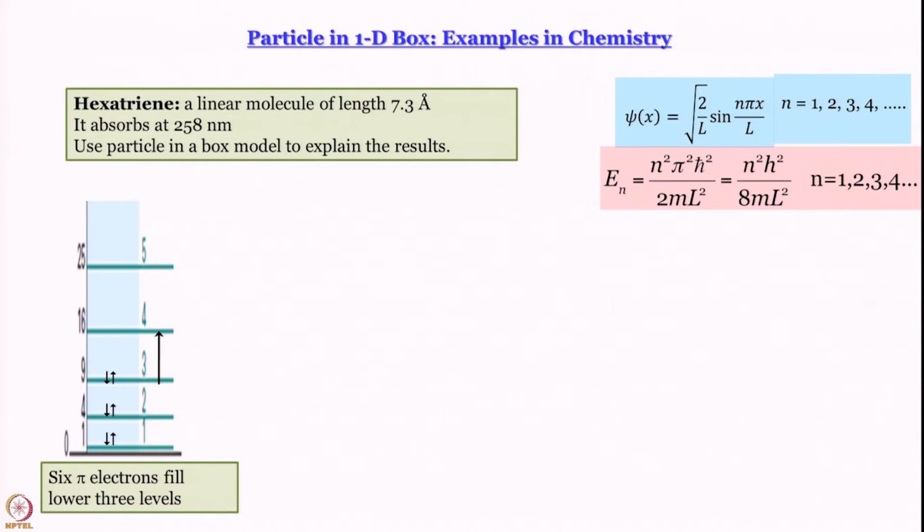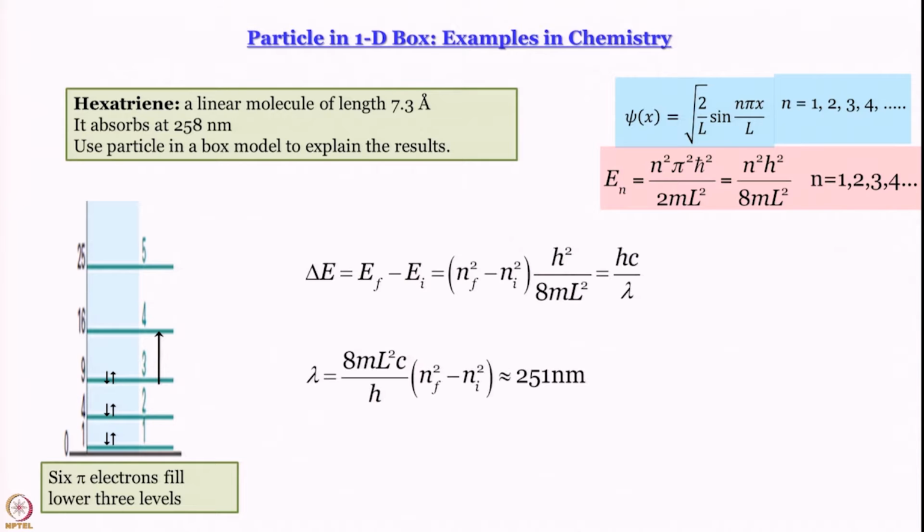Now, what remains to be done is that we have to work out the energy difference, delta E, equal to (nf square minus ni square) multiplied by h square by 8 m L square, that will be equal to hc by lambda. We want wavelength because in the problem we have stated the wavelength. So, lambda is going to be 8 m L square c by h multiplied by (nf square minus ni square). So, here L is equal to 7.3 angstrom, mass of an electron is known, speed of light is known, Planck's constant is known, we put ni equal to 3, nf equal to 4, and the value of lambda that we get is 251 nanometer.